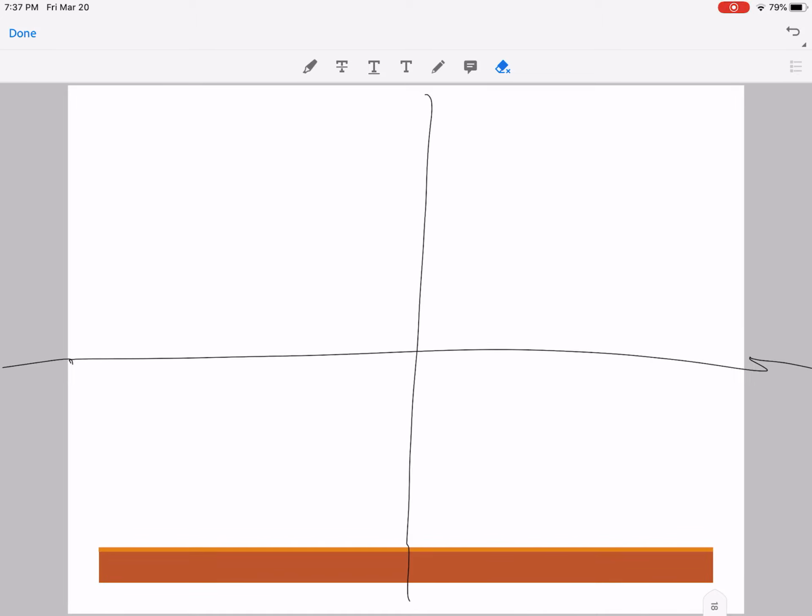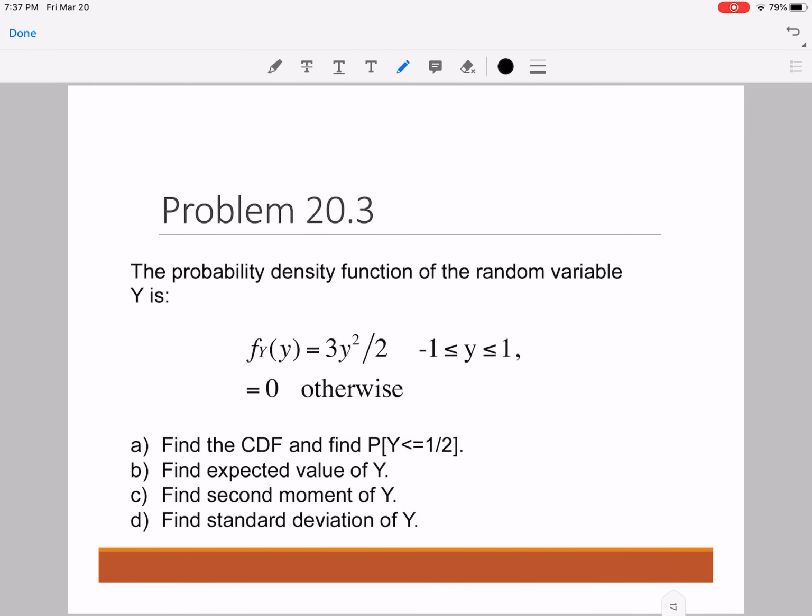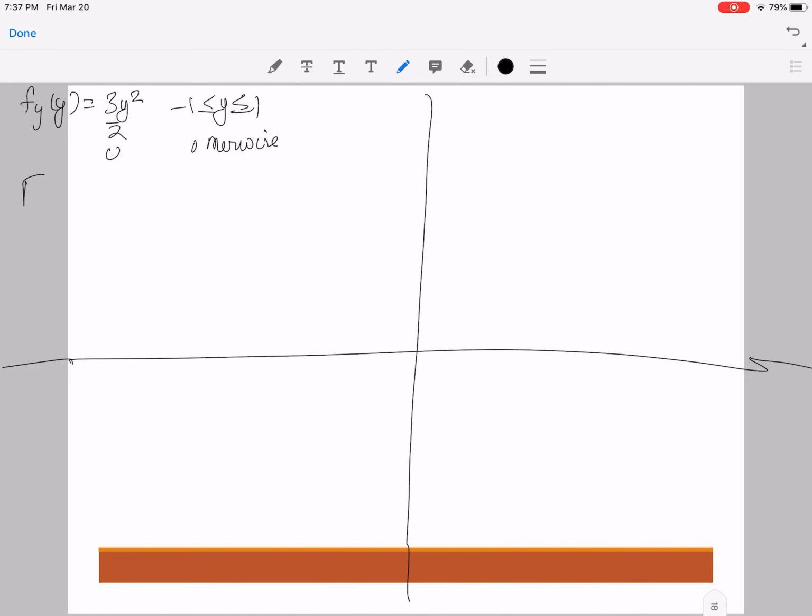f of y is equal to 3y squared over 2 for y between 0 and 1, and it is 0 otherwise. Let me ensure that this is indeed a PDF. Yeah. To get the CDF, capital F of y, I need to integrate the PDF from -infinity to y.